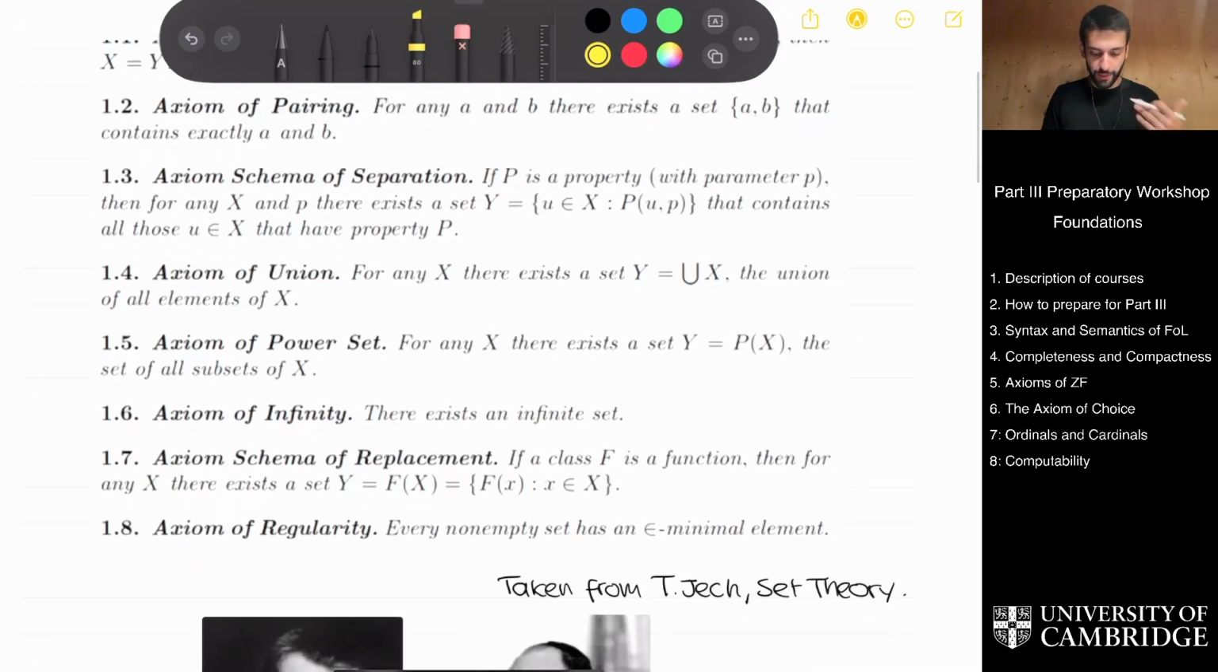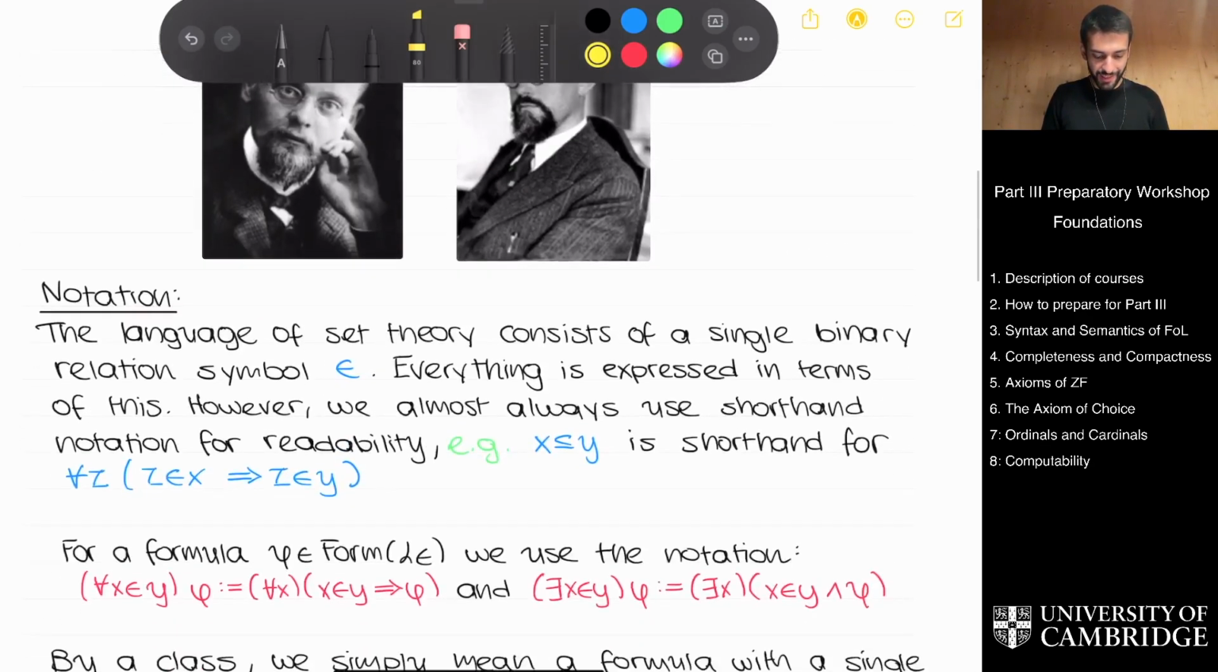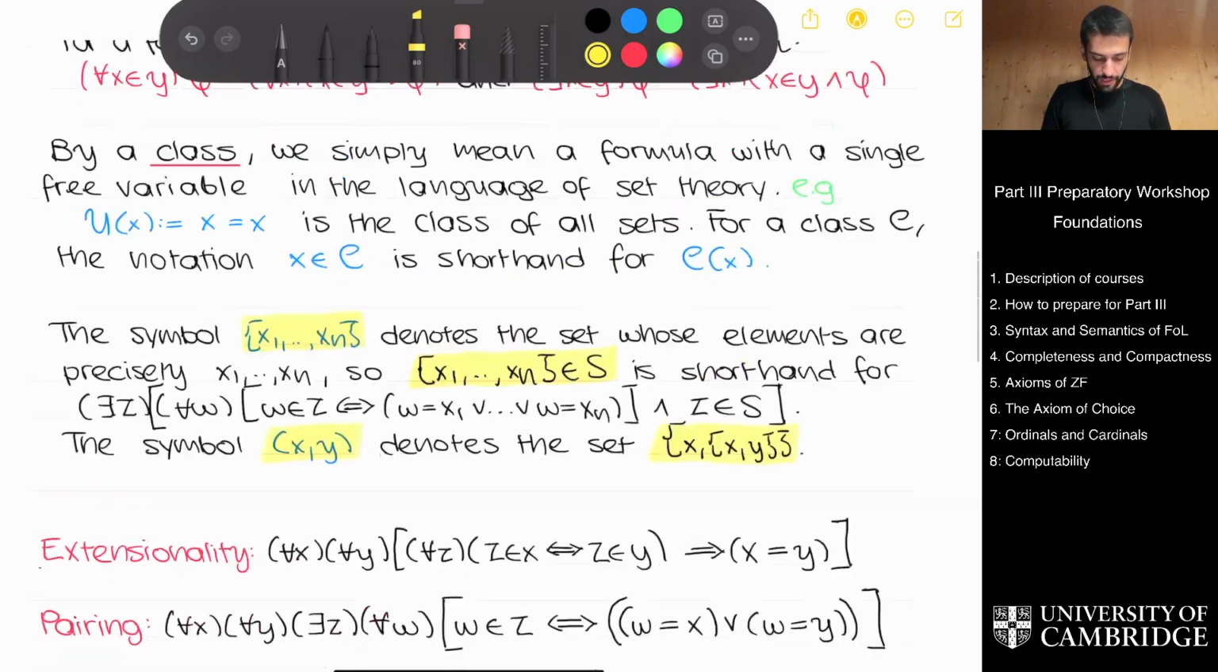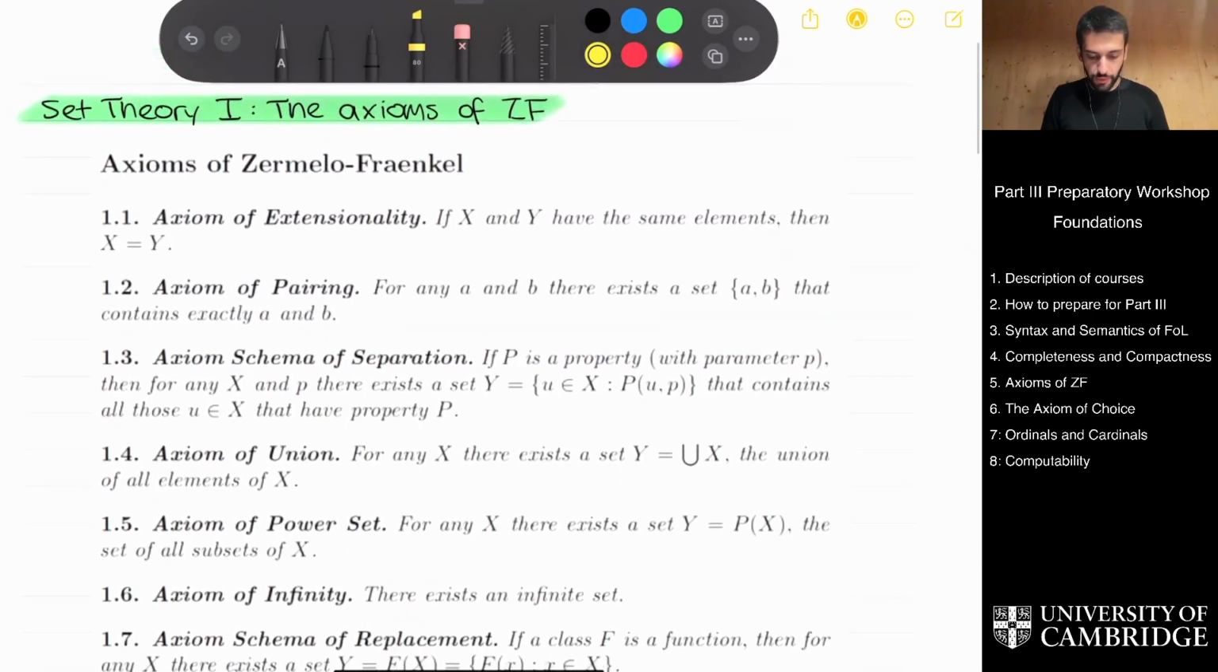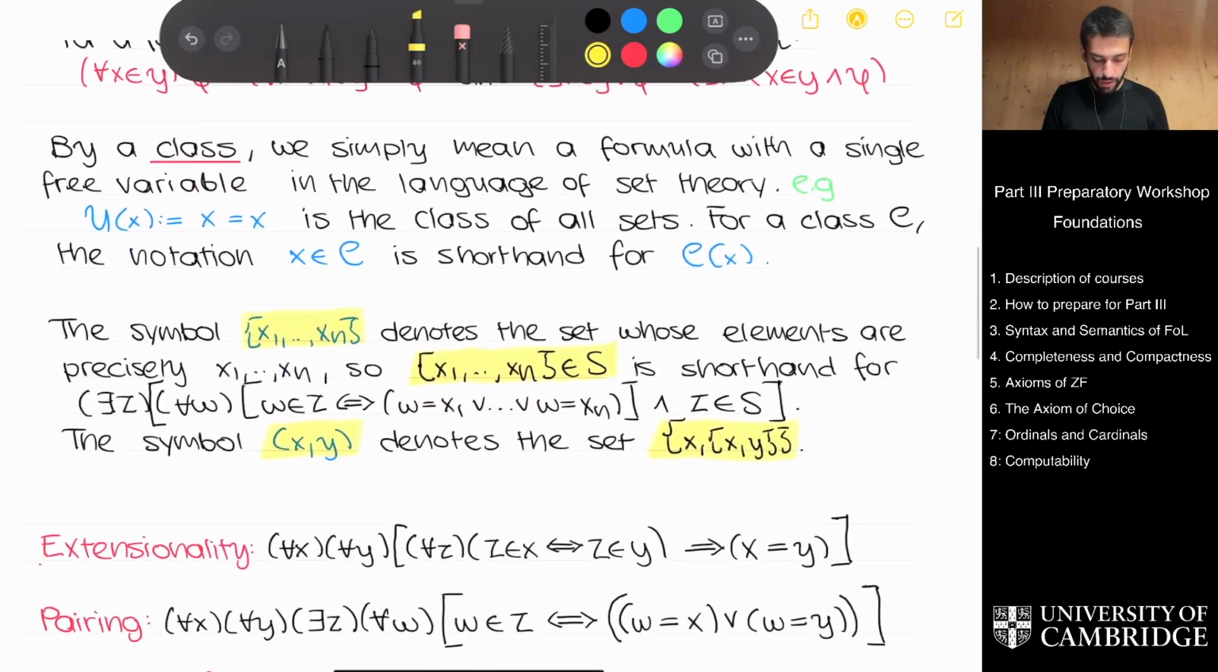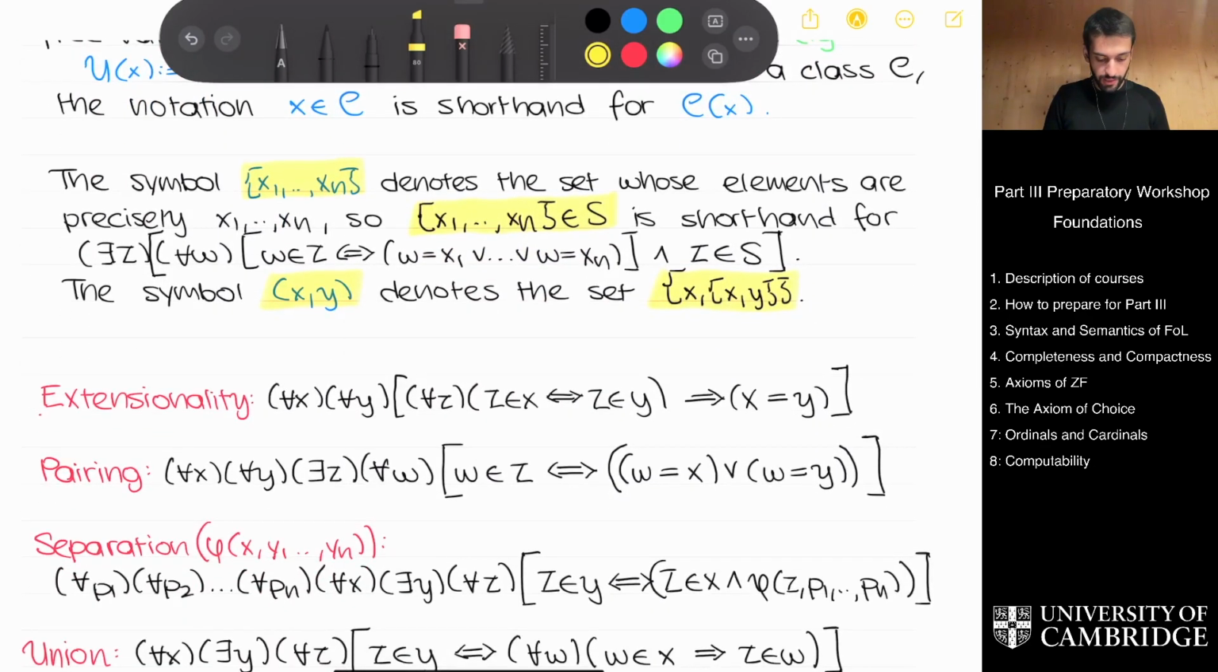Okay, so assuming you've had a go, let's see how we can formally express these axioms. So extensionality. Extensionality once again says that if two sets x and y have the same elements, then they are equal. How can we say this? Well, for all sets x and for all sets y, if it holds that for all z, z is in x if and only if z is in y, then x is equal to y. Okay, so this is simply a sentence in the language of set theory. It only uses the epsilon binary relation symbol and just quantification and Boolean connectors.